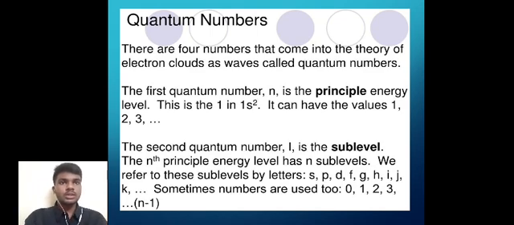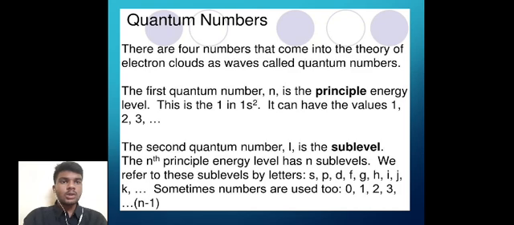Quantum numbers. There are four numbers that come into the theory of electron clouds as waves, called quantum numbers. The first quantum number n is the principal energy level. The first one is 1s. It can have the values 1, 2, 3 and so on.